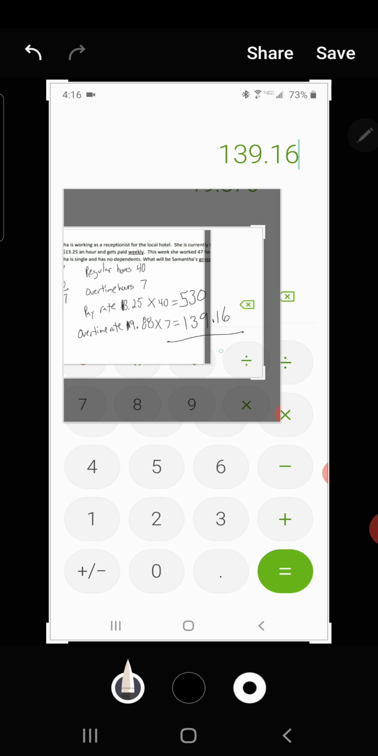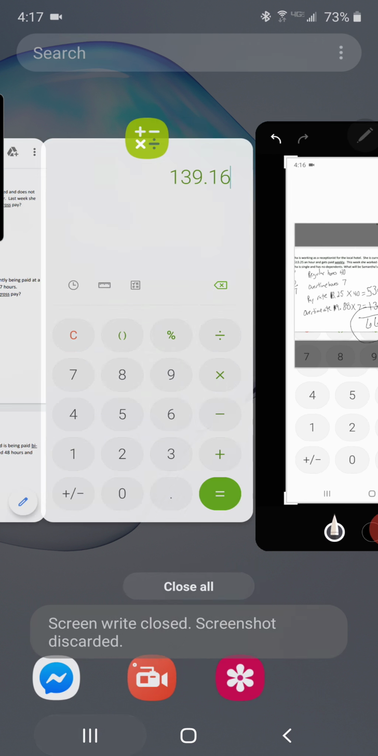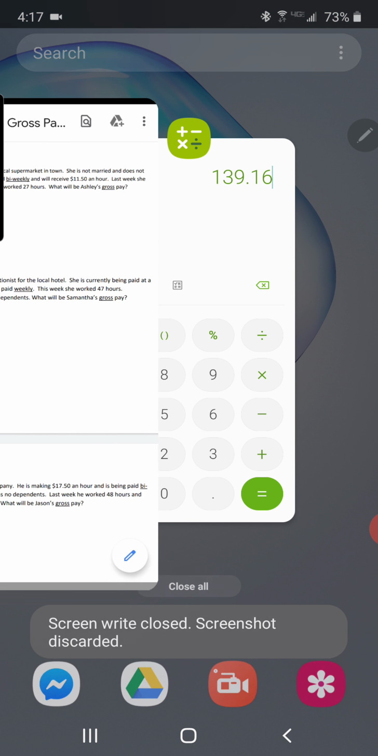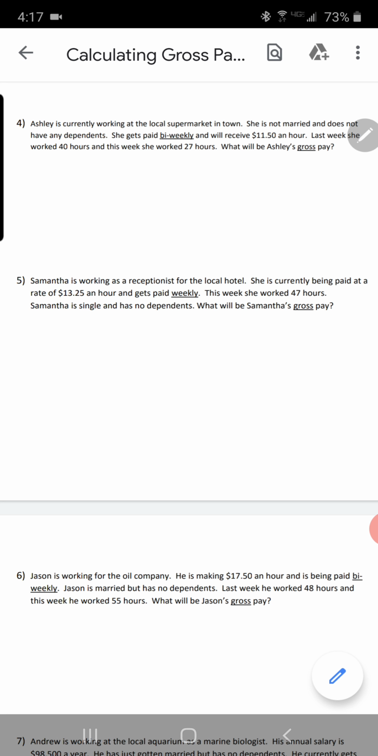Once again, you can use your calculator. I'm not, so I don't want to keep snapshotting and going back and forth. But we add it all up, and we see that she will make $669.16. All right. Next problem. Of course, that was Samantha. All right, let's see what we got next.